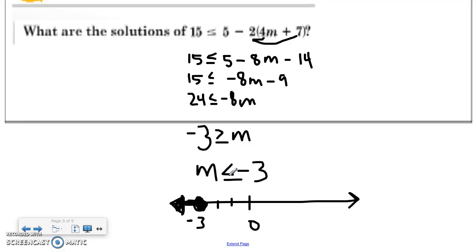What does it look like as a graph? There's negative 3 on the number line. Equal bar means that it's a closed dot, and this is telling me to go to the left. Less is left, so it's going that way.